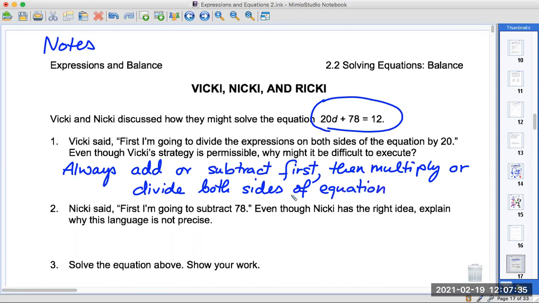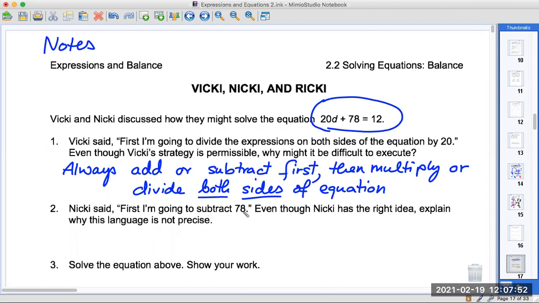Okay, when you solve the equation, you always start by adding and subtracting to both sides, and then in the end you divide. Mostly it's dividing. Sometimes we end up multiplying. And the key is you got to do it to both sides. Whatever you do to one side, you do to the other side.